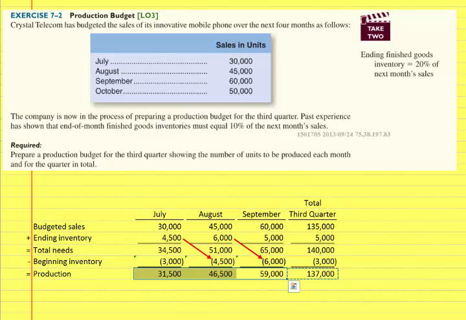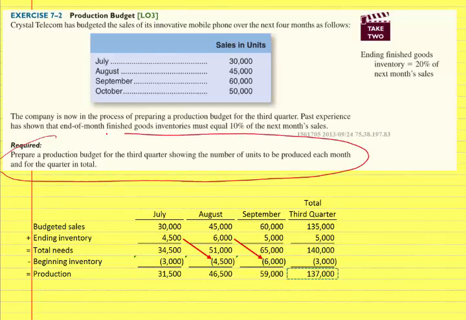And I think that completes exercise 7-2. We prepared a production budget for the third quarter. We showed the number of units produced each month, and we showed the total for the quarter.